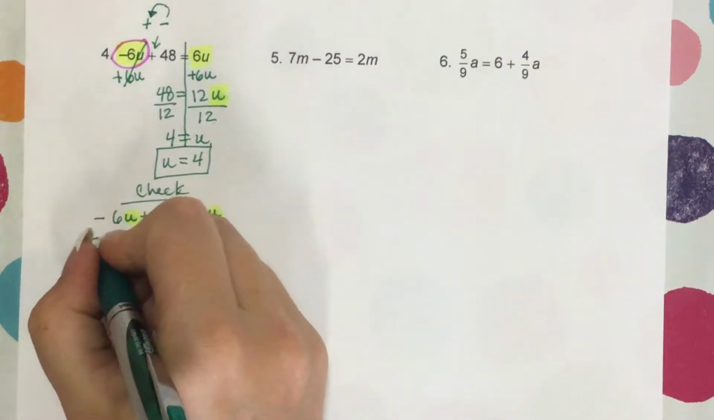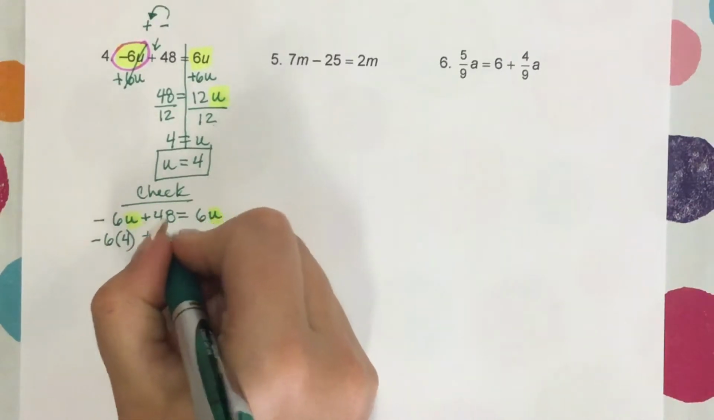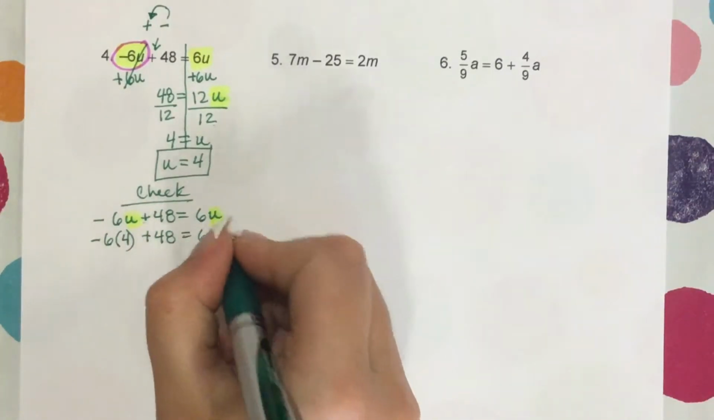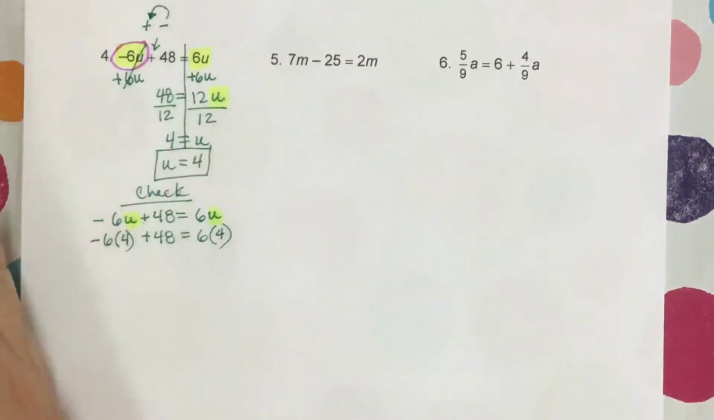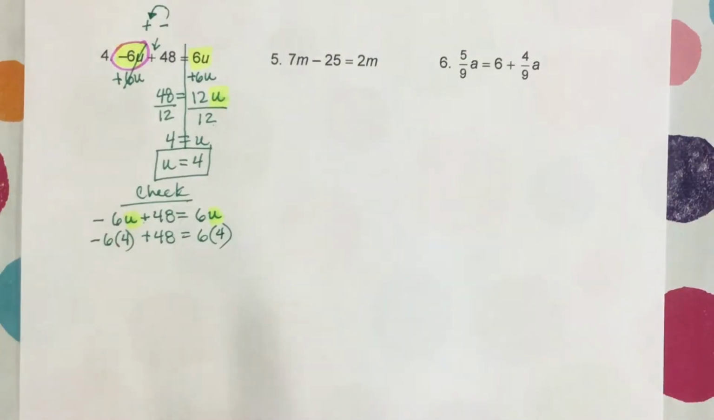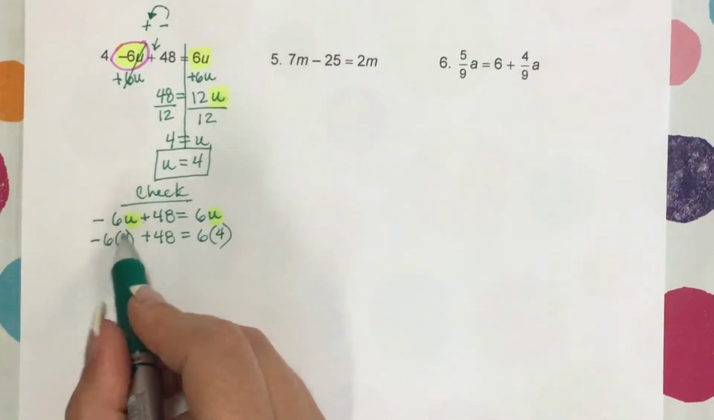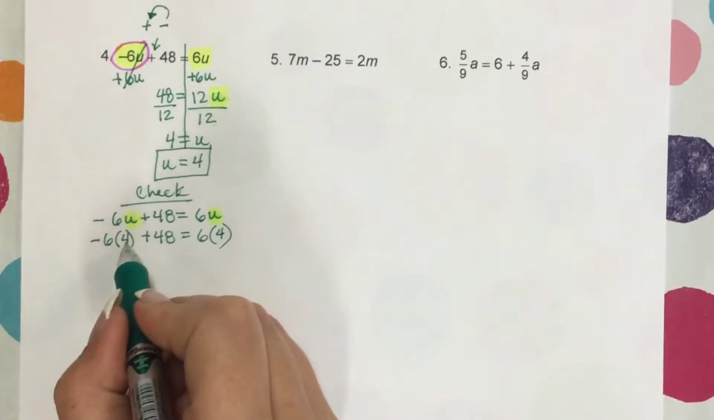So we have negative 6, substituting 4 in for u, plus 48 equals 6 times 4 again, right there. And we're just going to work each side separately. We're not moving anything from side to side. We're just following our order of operations. So we have multiplication here and addition. So we're going to do the multiplication. We have a negative 6 times 4.